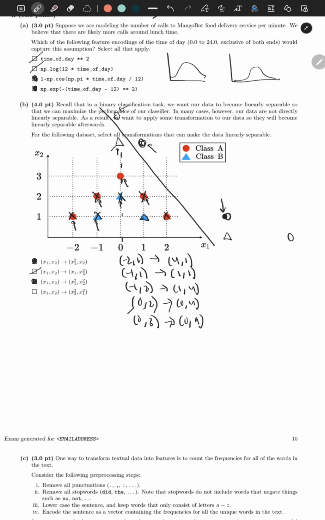And we can see that our data is still linearly separable. We can still draw a straight line through, like so, to split our data. So because of that, the fourth option also works.